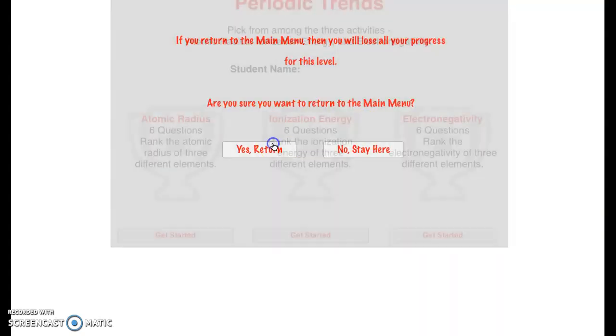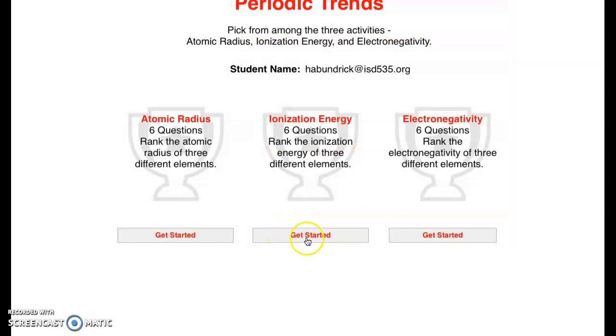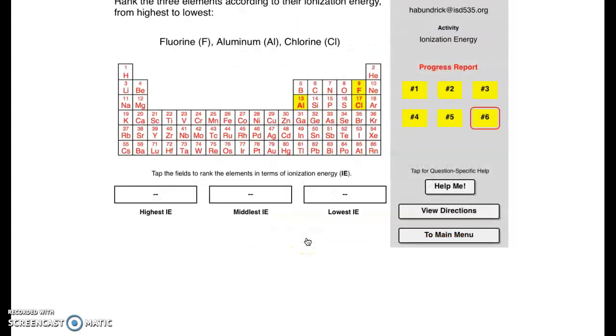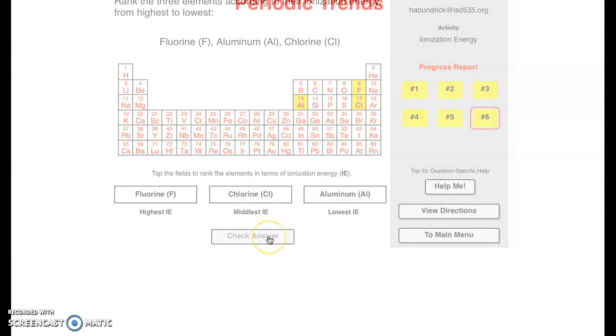Okay, for ionization energy. Ionization energy increases going left to right on the periodic table, and it decreases going top to bottom. So basically, the elements that are furthest to the right and highest up are going to have the highest ionization. So that's going to be fluorine here. The ones that are lowest down and furthest to the left are going to have the lowest ionization energy. So chlorine's going to be in the middle.